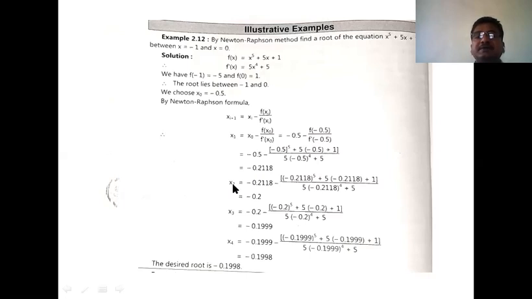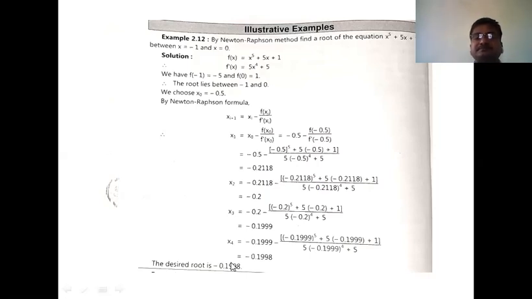Then the next approximation, x2. How can we find x2? Substitute i is equal to 1. Therefore, x2 is equal to x1 minus f of x1 divided by f dash x1. Again substitute x is equal to x1, that is, minus 0.2118, in f of x1 and f dash x1, and do all the calculations by calculator. We have the answer minus 0.2. Similarly, you can find x3, x4, x5.